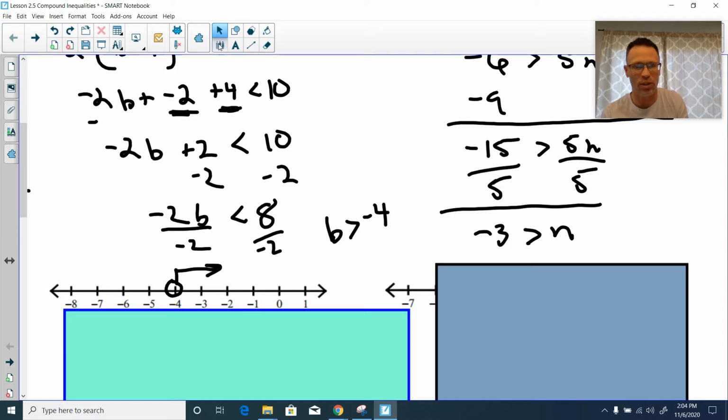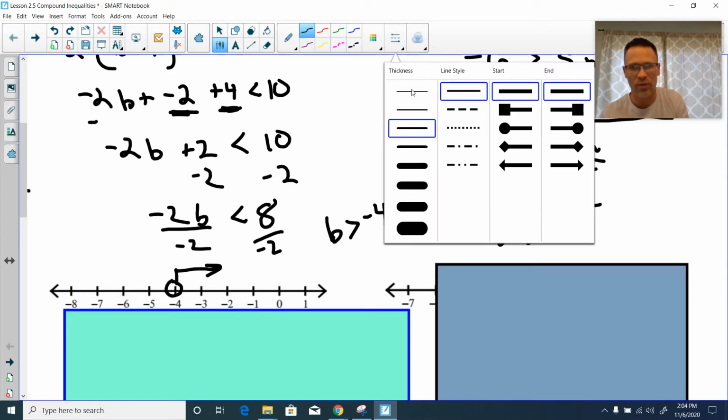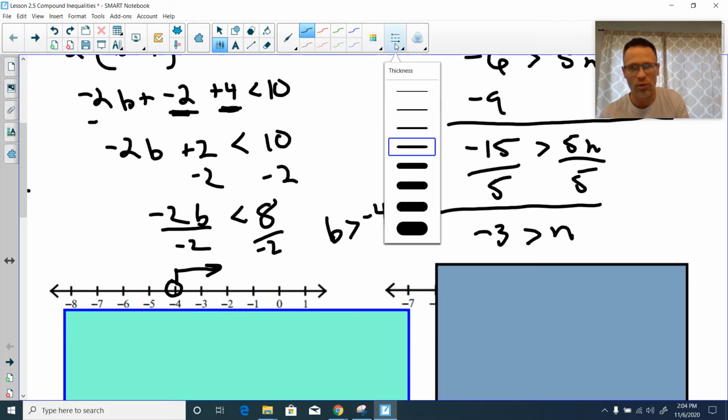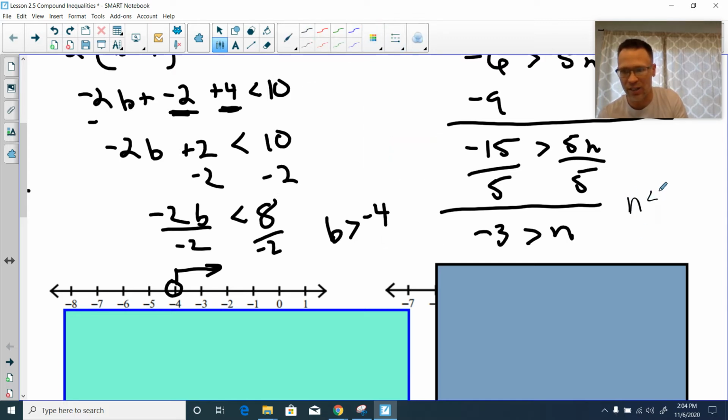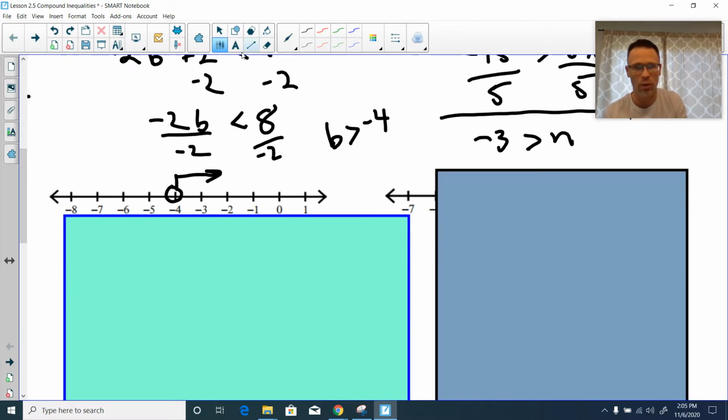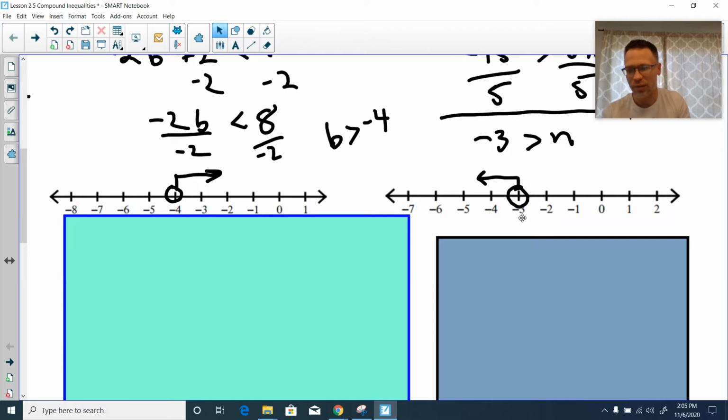That's kind of important to note. I'm reading that from the variable perspective, which you should always do. Always read from the variable's perspective, because the same statement is n is less than -3. So graphing that, I have less than -3 here, open circle, and arrow going to the left.